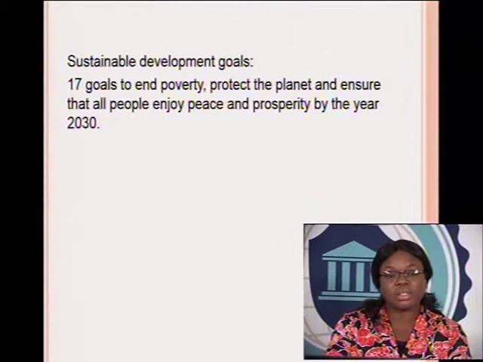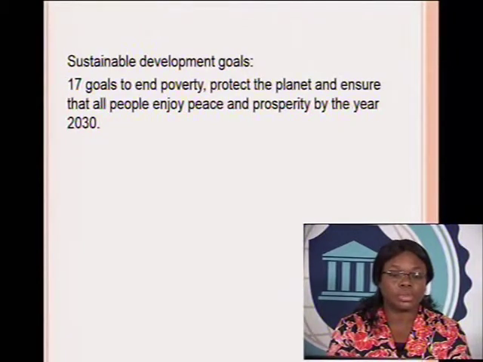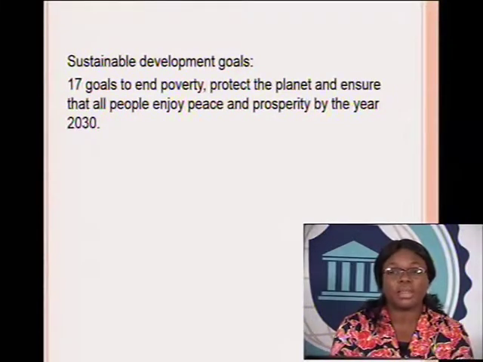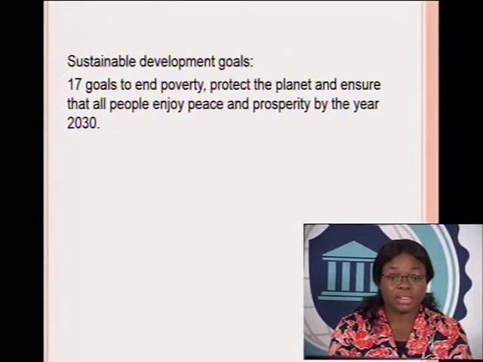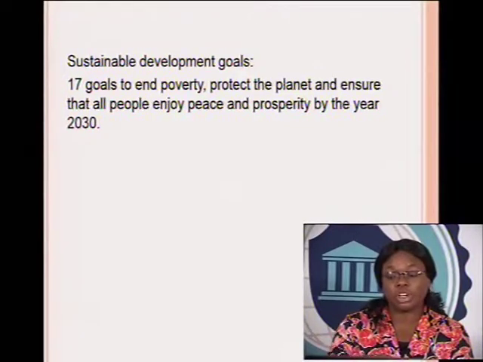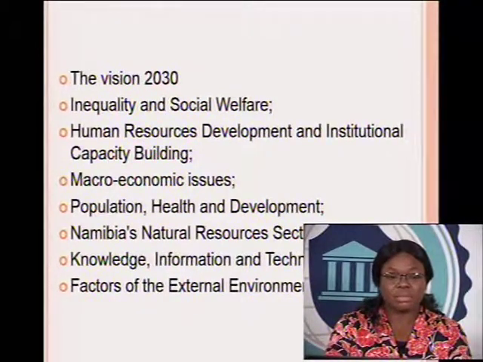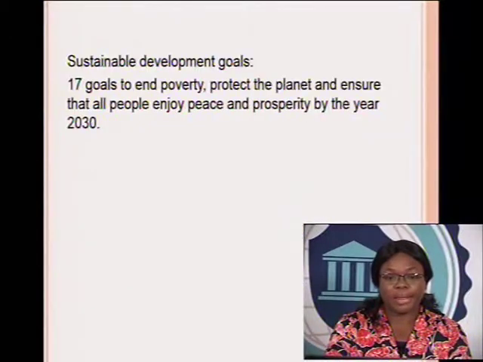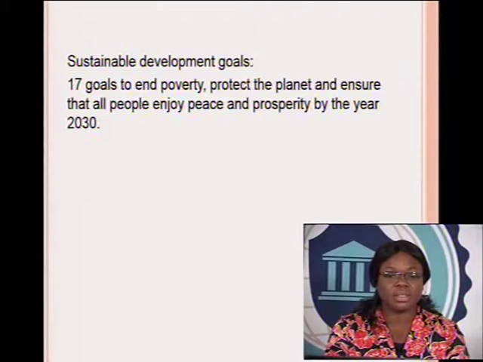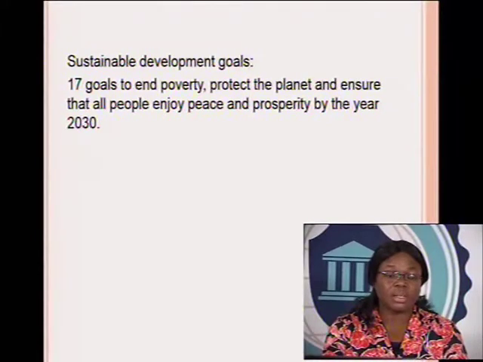We also need to look into the Sustainable Development Goals. This is by the United Nations. They want peace and prosperity for all by the year 2030. And as such, there are 17 goals which are enumerated in this slide. You can read them. This is just a few of them. They want an end to poverty, protect the planet, ensure peace and prosperity. 17 goals in total, which I'd like you to read up.